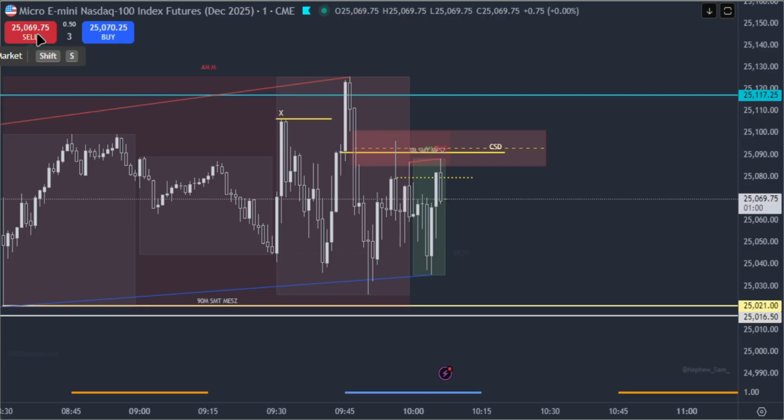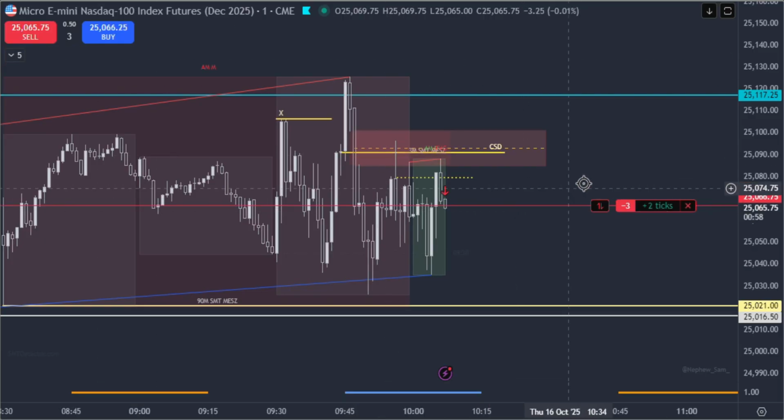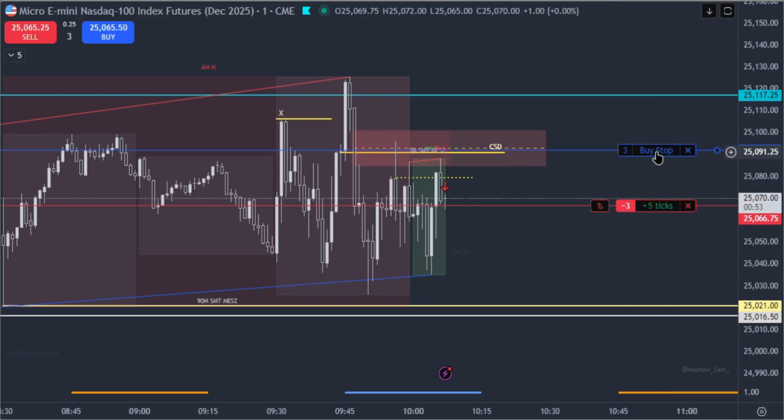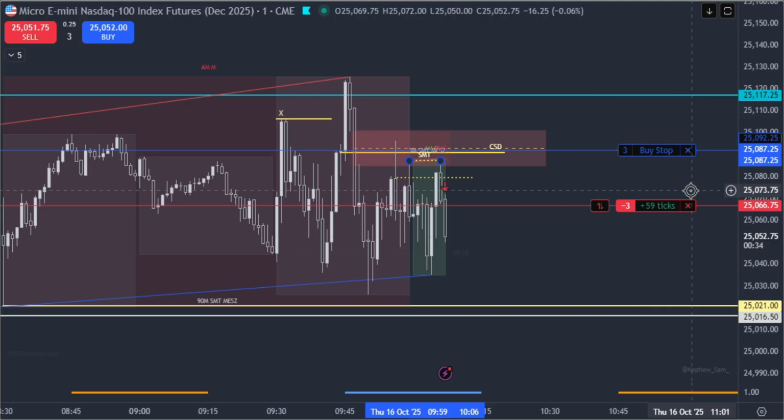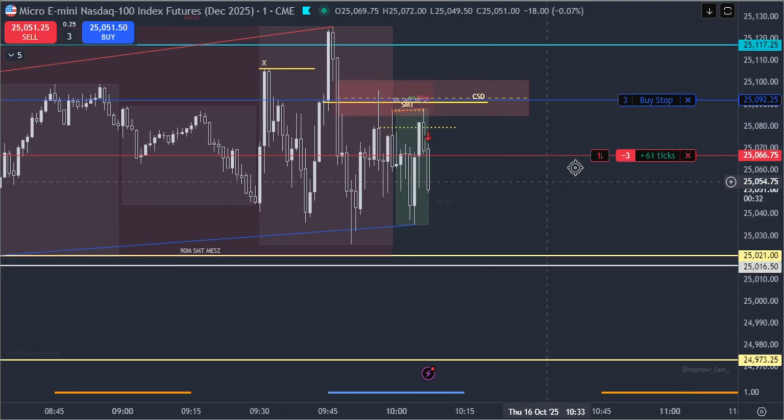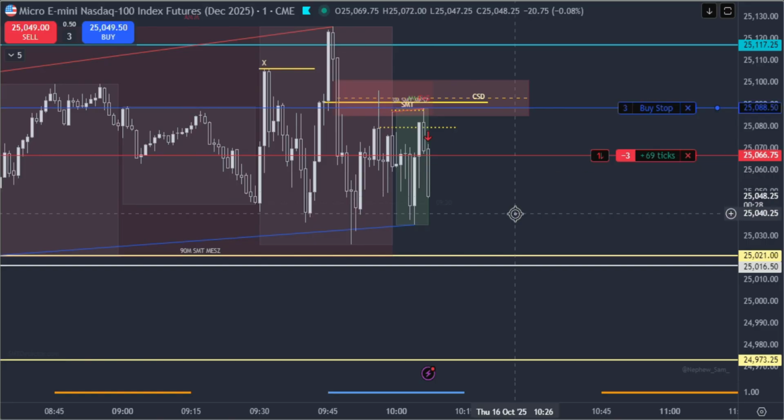We're about to dump here. Go ahead and enter. Put my stop loss up here. We have this SMT, right? So we sweep right here. SMT at that high. Stop loss right there.